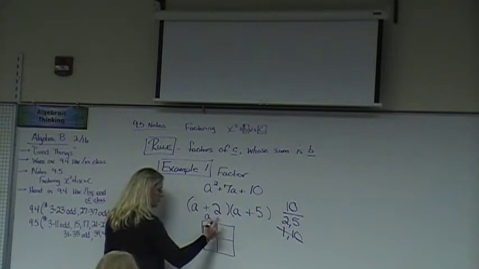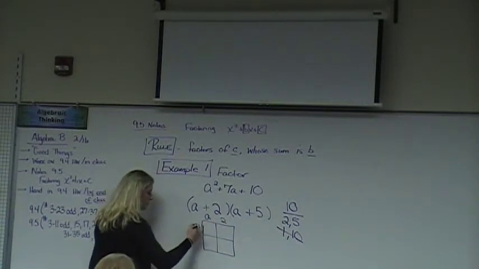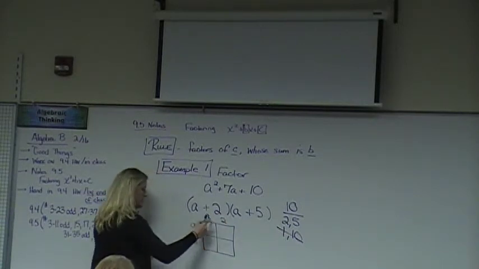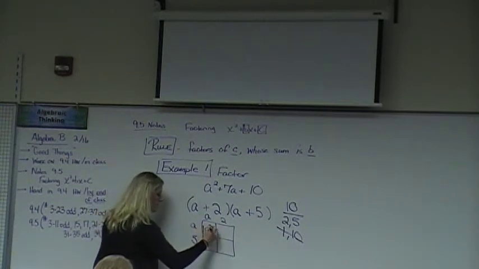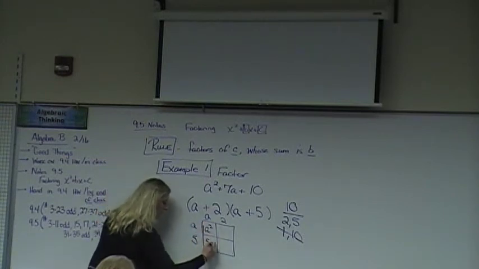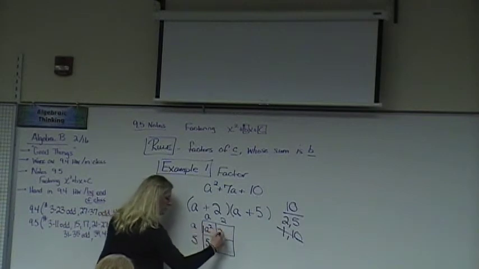A and what? A and 2. What goes here and here? A and 5. What's A times A? A squared. A times 5? 5A. 2 times A? 2A. And 2 times 5? 10.